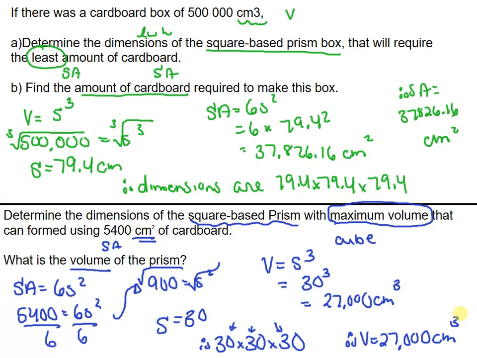Use one piece of information, find the side length, and then of course solve for the other piece of information. That's pretty much how a lot of these questions are set up.